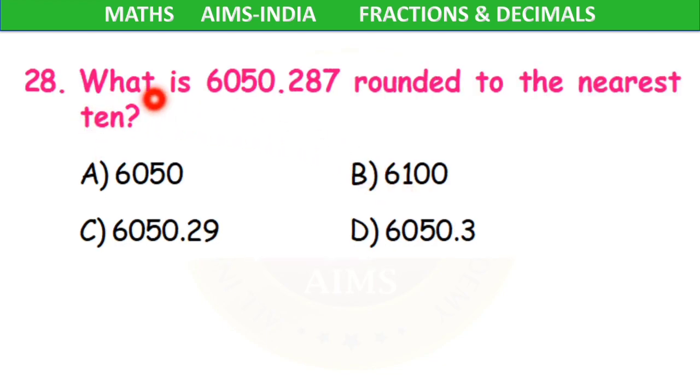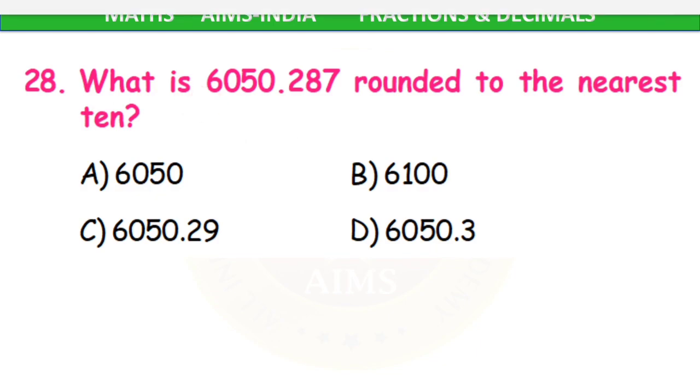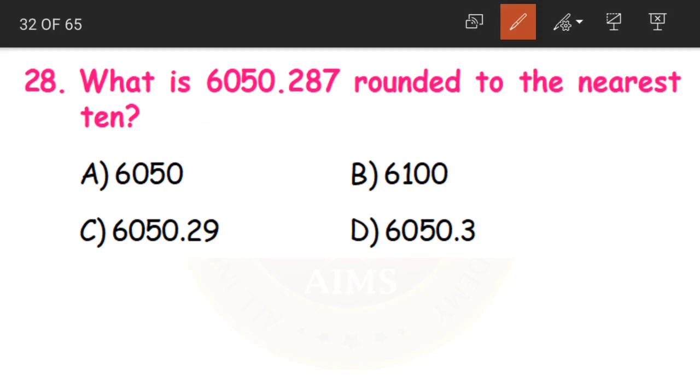Next question. What is 6050.287 rounded off to the nearest tenth? What are they asking, children? Nearest tenths. What is 6050.287 rounded off to the nearest tenth?